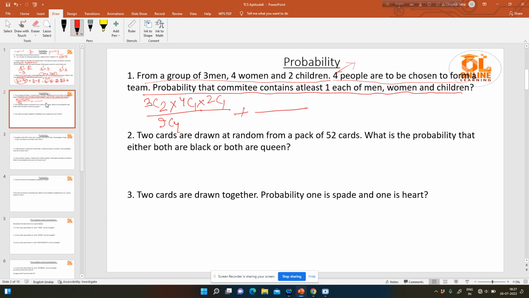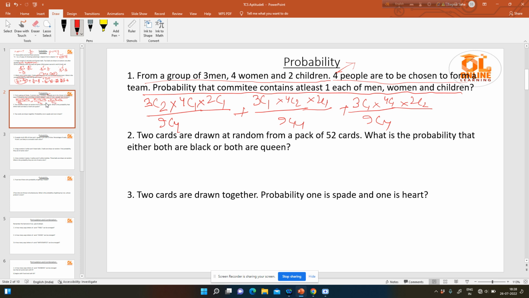After that, let us select 2 women. So we will do 3C1 into 4C2 into 2C1 by 9C4. Now we will select 2 children. So it will be 3C1 into 4C1 into 2C2 by 9C4. So now we have to just solve it. I hope everyone can solve it.